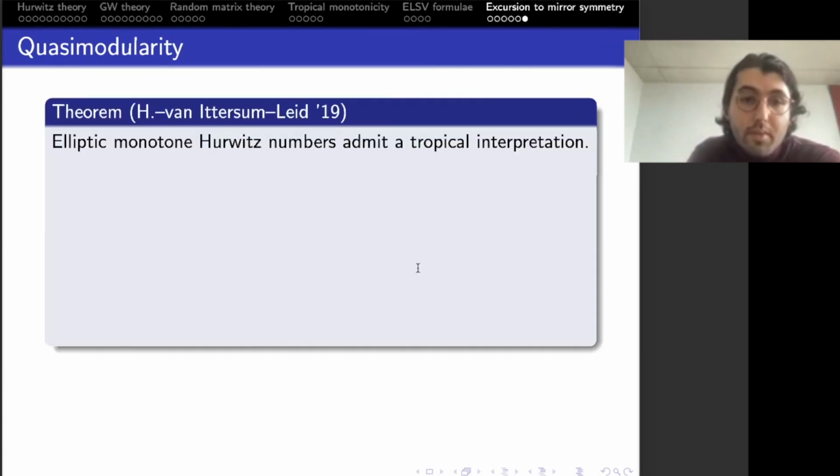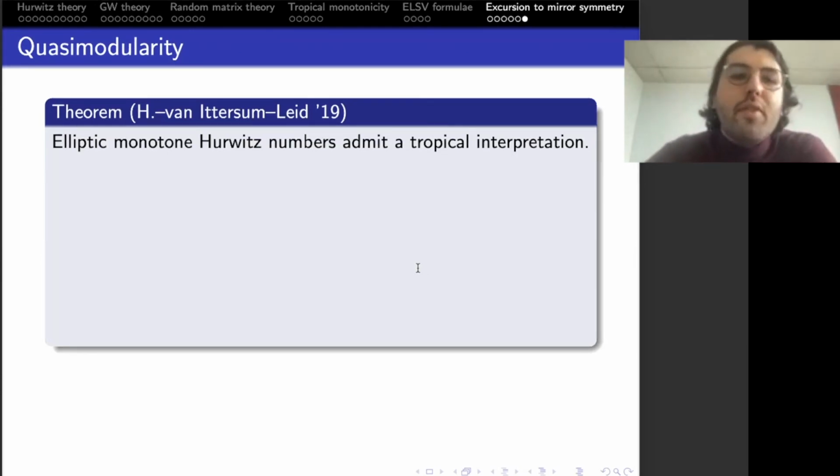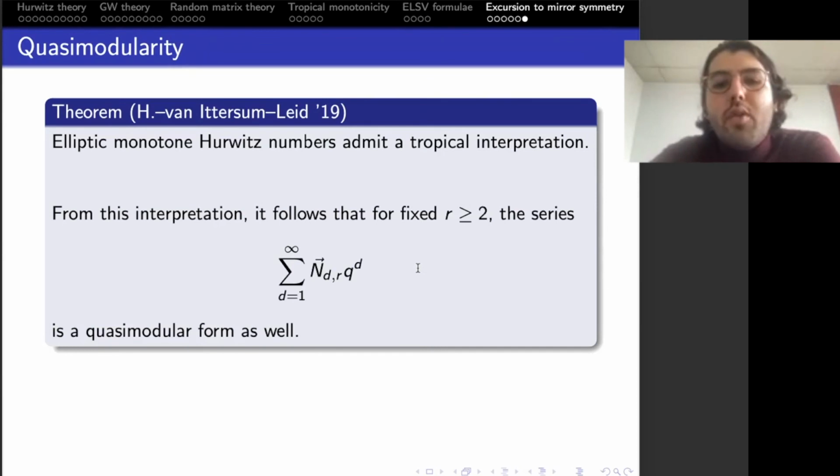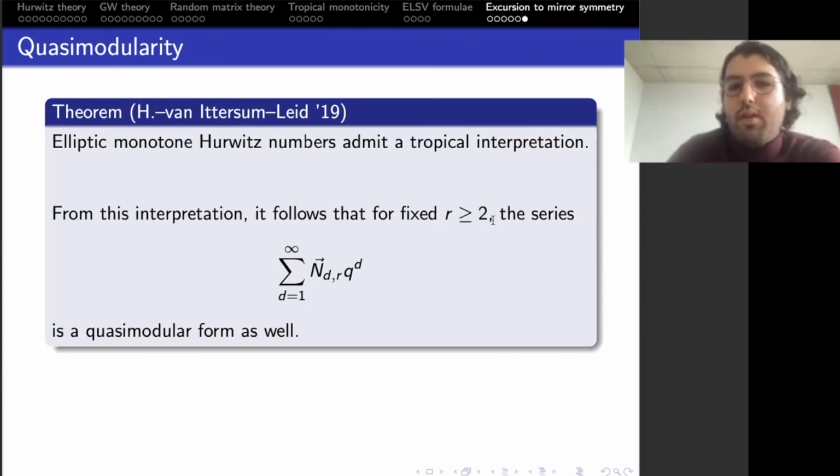All right, great. And so then in joint work with Jan-Willem van Ittersum and Felix Leid in 2019, first of all, we showed that elliptic monotone Hurwitz numbers also admit a tropical interpretation. This is what we proved in 2019. And using this tropical interpretation, we see that the generating series of elliptic monotone Hurwitz numbers is also a quasi-modular form. In other words, it's a polynomial in these Eisenstein series E2, E4, and E6, once we fix r bigger or equal than 2. And once again, this also holds for the strictly monotone Hurwitz numbers case.